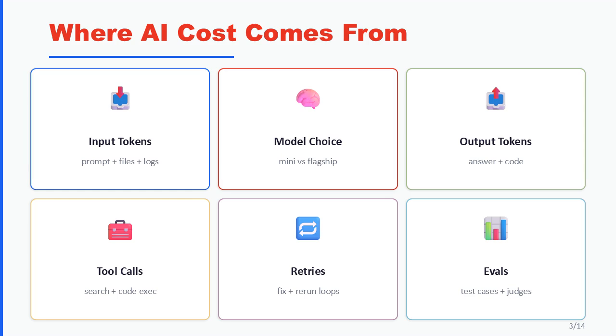Cost comes from several buckets. First, input tokens: prompt, files, logs, documents, and previous conversation. Then model choice. A mini model and a flagship reasoning model do not cost the same. Then output tokens: code, explanations, tests, and summaries. Add tools like search, code execution, or file retrieval. Then retries and evals. This is why a small chat can become a large bill.